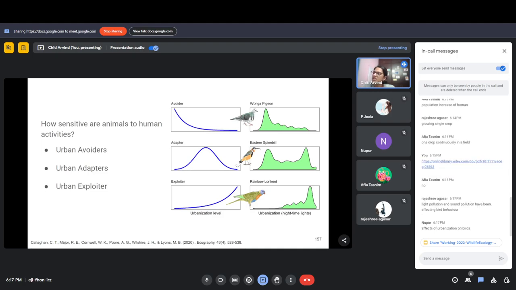Okay, so when I say the effect of urbanization on birds, yes, that is correct. This is an effect of urbanization on birds, and you have species that can respond in different ways to urbanization, right? So basically, you have birds that are completely averse to urbanization. There are some species that adapt to urbanization, and then there are some that exploit urbanization, right? So, for example, this is not an example from India. Where is this from?